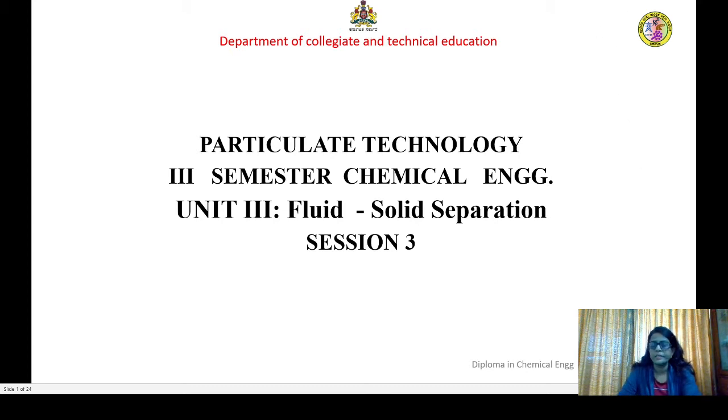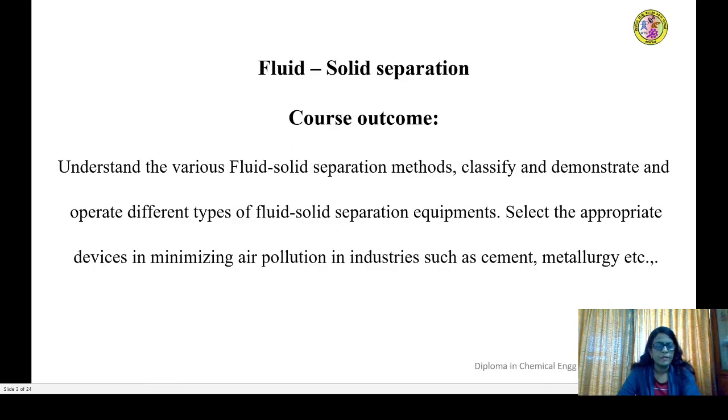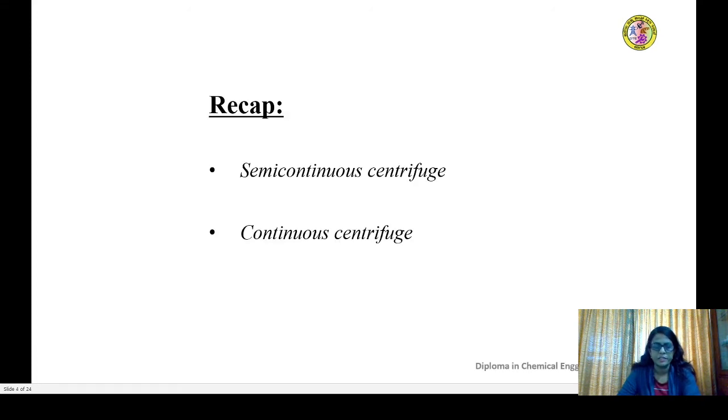Before I take you to sedimentation and the discussions on it, let us go back and recollect what you learned in the previous session. This is the objective we expect the student to achieve at the end of the course. This is the course outcome of the third unit. The student will be able to attain these outcomes once he finishes studying this particular unit.